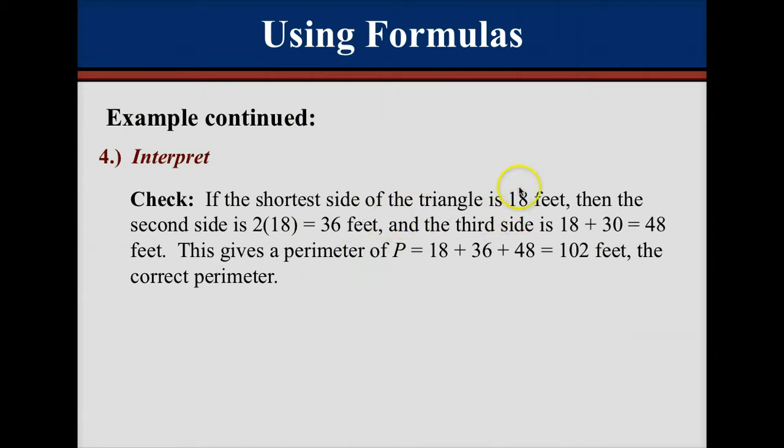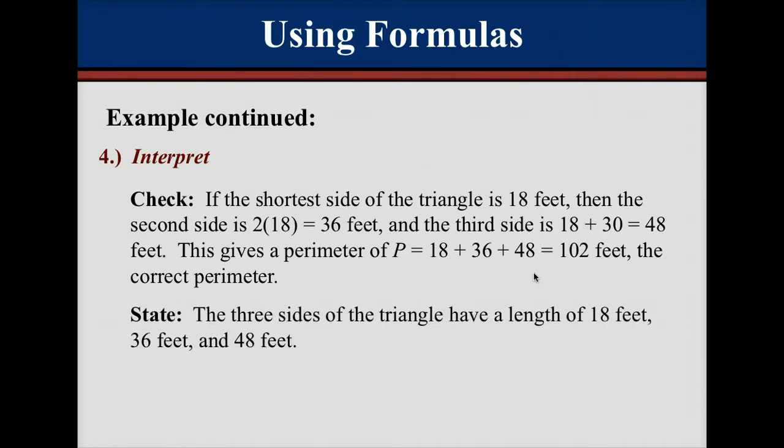Now in order to interpret and actually answer our question, we need to find the length of all three sides. If the short side is 18, the second side is 2x, or 2 times 18. We substitute in our solution for x. So the second side is 36 feet. And the third side is x plus 30, so 18 plus 30 is 48. So we have 18, we have 36, and we have 48. We can double check to see if we've got a correct answer by adding these three together, and they do indeed equal 102 feet. So you check your answer. The three sides of the triangle have a length of 18 feet, 36 feet, and 48 feet.